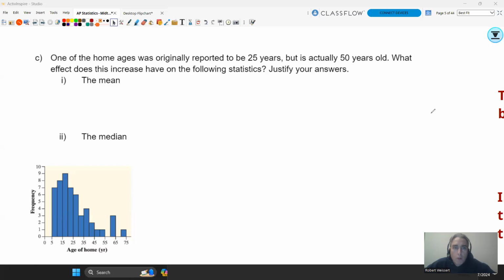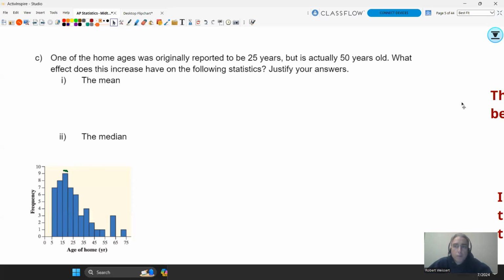Part C, one of these homes was originally reported to be 25 years. It is actually 50 years old. So whoops, typo. What effect does this increase have on the following statistics? Justify your answers. So the mean, if I take a number that's smaller and bring it way larger, it's going to affect the mean. It's going to make that mean bigger. The median, since the median we know is going to be somewhere over here anyway, and that number is already going to be bigger than median, I wouldn't expect that median to increase at all.